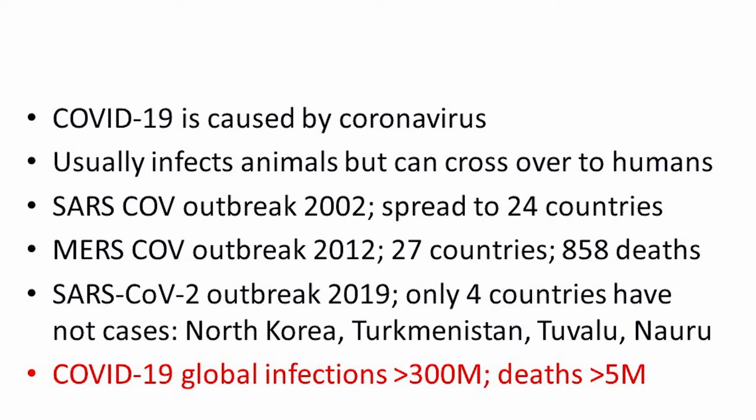And then the other coronavirus was called MERS-CoV. MERS-CoV stands for Middle East Respiratory Coronavirus, and that had an outbreak in 2012, spread to 27 countries, resulted in about 900 deaths, and then it died off.